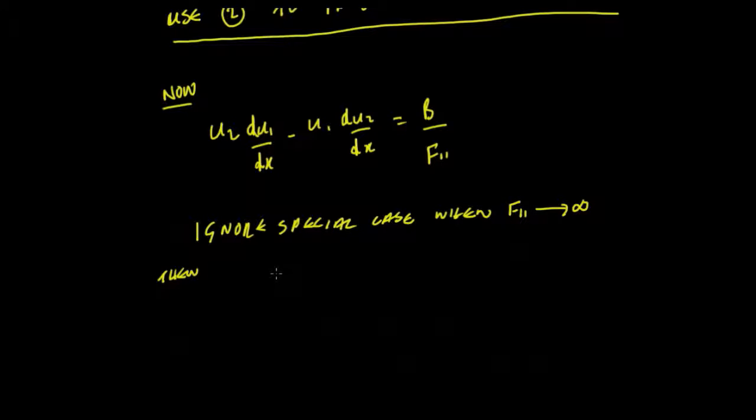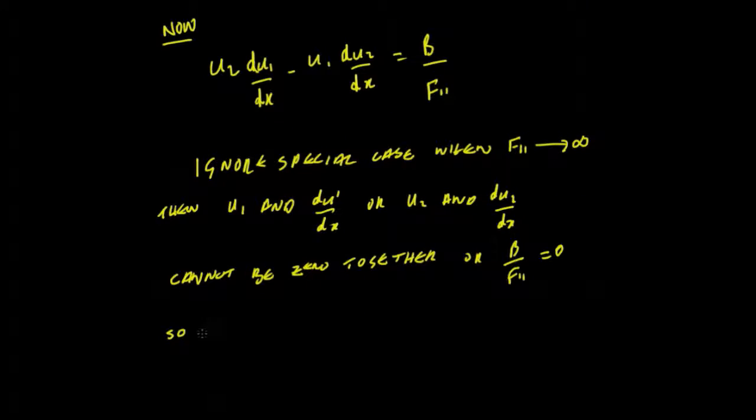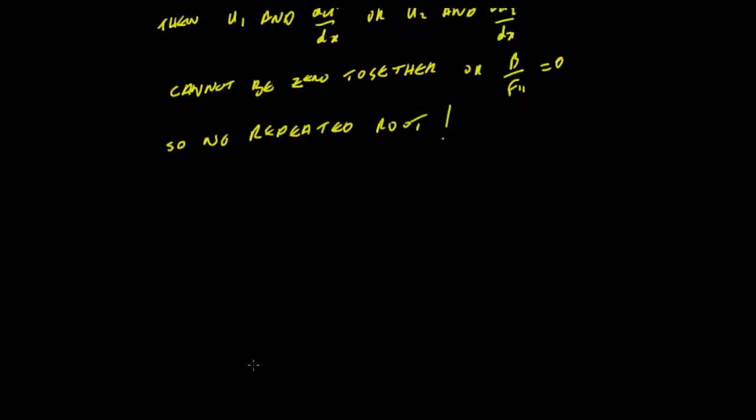So except for a special case where f11 tends to infinity, so we'll just ignore that. And if the f11 doesn't tend to infinity, then we can see that the values of u1 and du1 by dx, and also u2 and du2 by dx, can't both tend towards 0 at once. So it means that it isn't possible to have a repeated root.